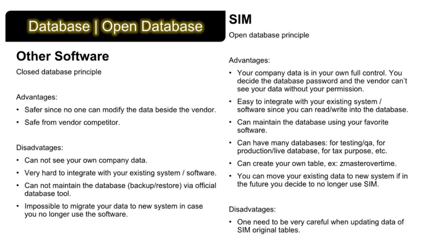Other software, on the other hand, mostly adopts a closed database principle, meaning you can do nothing about the database itself. The advantage is it is safer since no one can modify the data besides the software vendor itself. And it is also useful for the software vendor to protect its intellectual property from other software vendors or competitors. Well, the disadvantages are clear for this closed principle. You do not have control over the data and it is very hard to migrate the data once you no longer use the software.